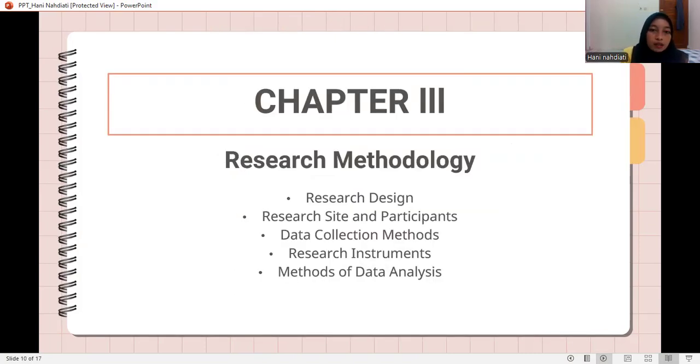The next chapter is research methodology. We have research design, research site and participants, data collection methods, research instrument, and methods of data analysis.